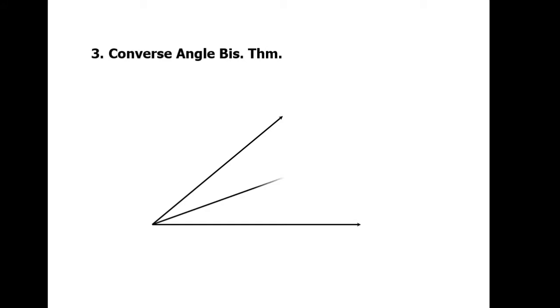The converse of that, if I draw a line through the angle and I tell you that the distances are equal to the sides of the angle, then you know that the angle's cut in half, or that that's the bisector. Quick review, Section 1.